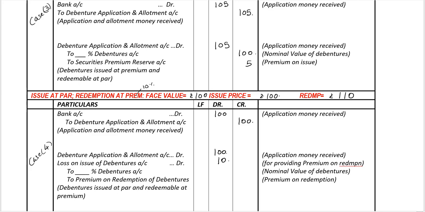Against percentage debentures account, we will write the nominal value of the debentures, which is 100 rupees. And premium on redemption of debentures, the amount of premium on redemption is 10 rupees. This is a liability which will stay in the books of accounts until the liability is paid off at the time of redemption of debentures. Again, we will check that the total of the debit is 110 rupees and the total of the credit is also 110 rupees.